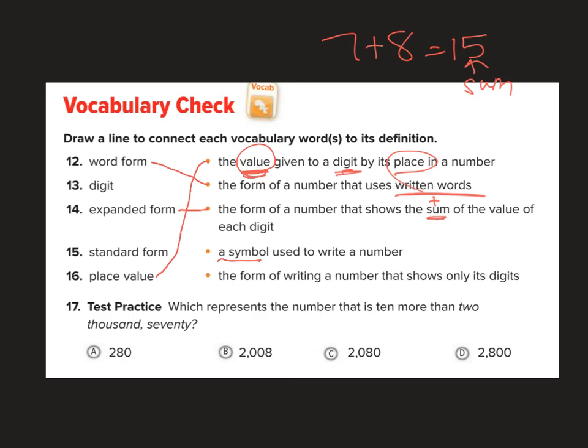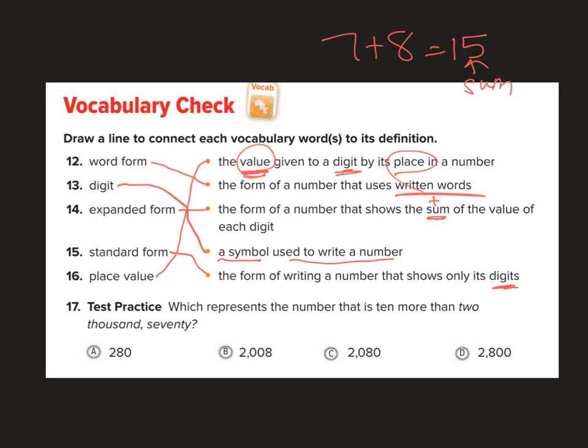A symbol used to write a number. That was a digit, right? We use digits to write numbers. Okay, and then the form of writing a number that shows only its digits. That would be our friend, the standard form.